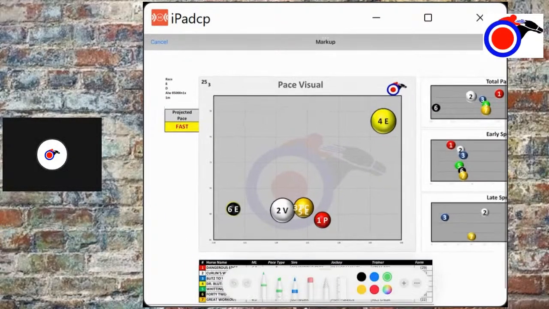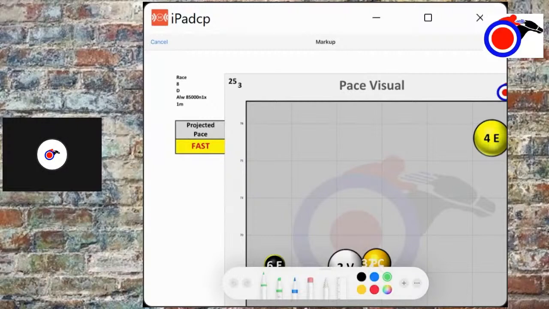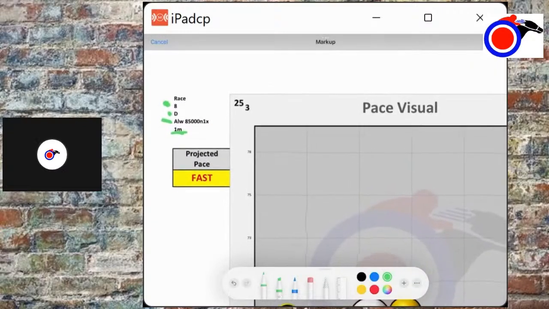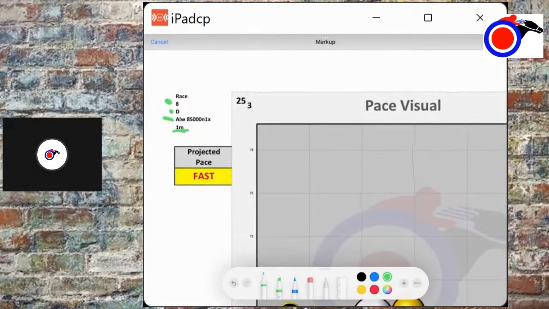When you look at the race, the relevant information is over on the left-hand side, where you've got your race information. There'll be a D for dirt or T for turf. Here's the class level; in this example, it's an allowance, 85,000. Then you get the distance, which in this race is 1 mile. From a pace standpoint, you also get the projected pace, based on how many front runners are in the race. So this race actually projects fast.